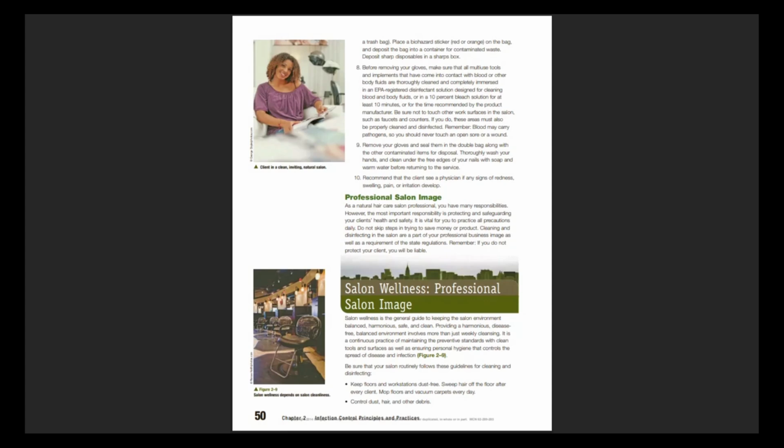Keep floors and workstations dust free. Sweep hair off the floor after every client. Mop floors and vacuum carpets every day. Control dust, hair, and other debris.